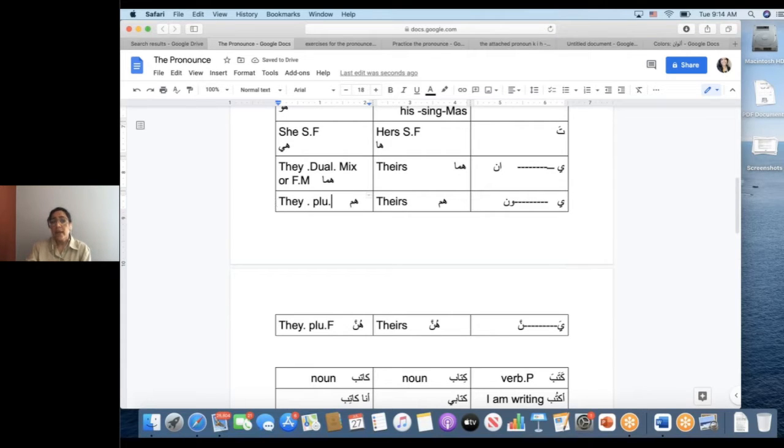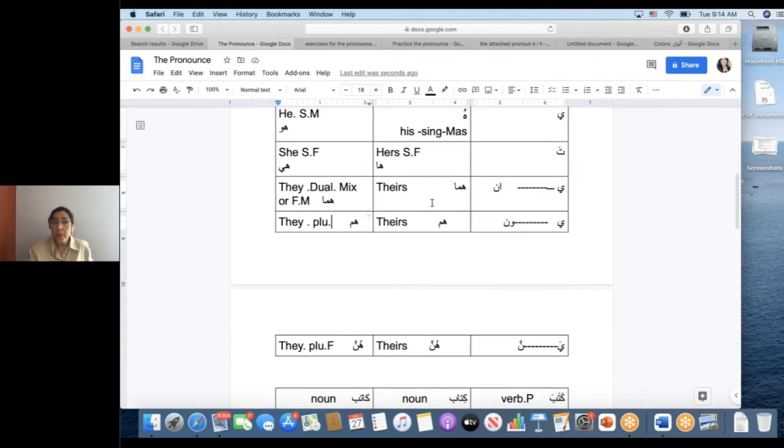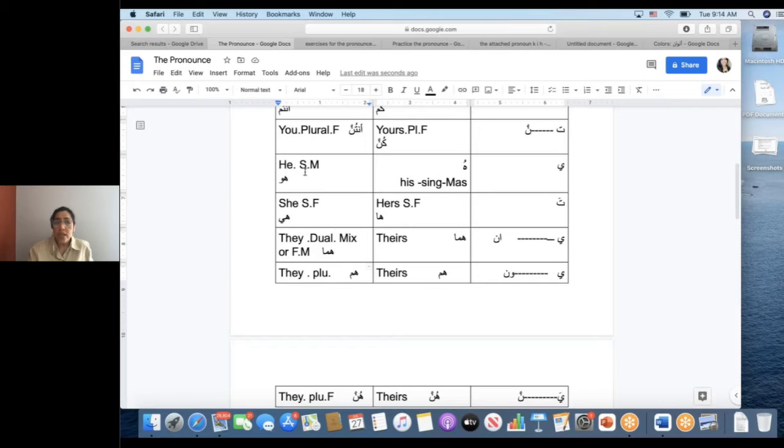So they, which is plural, whether feminine or masculine, mix. Let me phrase it differently. Hum, which means they, either just masculine or mix of masculine and feminine. How are you going to make it theirs? You add hum. With the third person it's easier: for huwa, you just use the ha. Hiya is ha alif. Huma is huma. And hum is hum. This is for ownership.